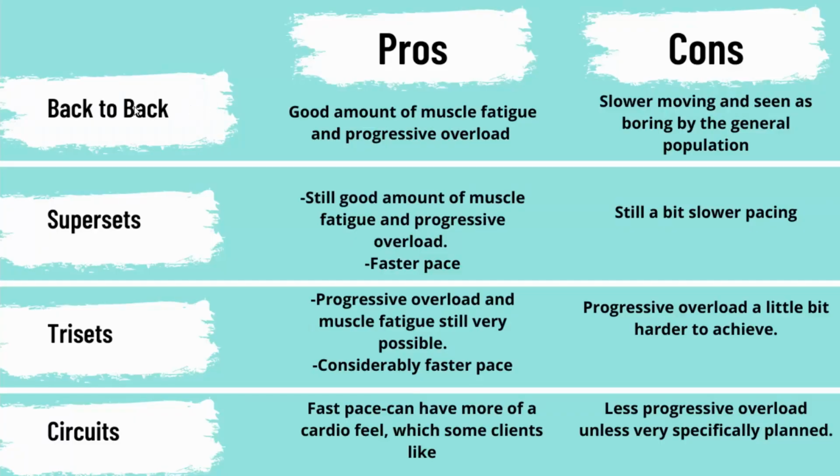So now we're going to look at a chart discussing the pros and cons for each workout flow that we talked about today. So the biggest advantage of back-to-back exercises is there's a good amount of muscle fatigue and progressive overload. And the biggest con would be that it's kind of slower moving and seen as a little bit more boring by the general population. For supersets, there's still a good amount of muscle fatigue and progressive overload, and you can definitely move at a faster pace. I would say it's still not quite as fast-paced as some of the other options. In trisets, progressive overload and muscle fatigue are still very possible, and you can move at a considerably faster pace. It's a little bit tougher to hit muscular fatigue or progressive overload in any specific muscle group though.